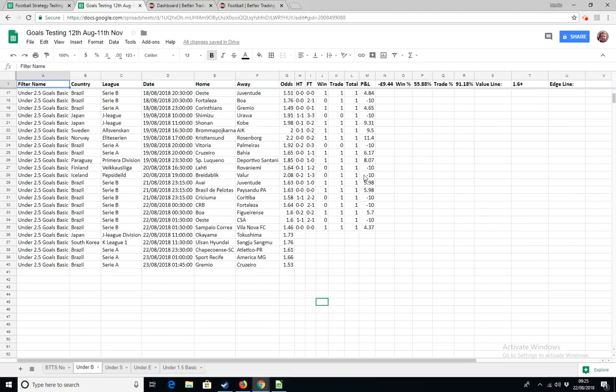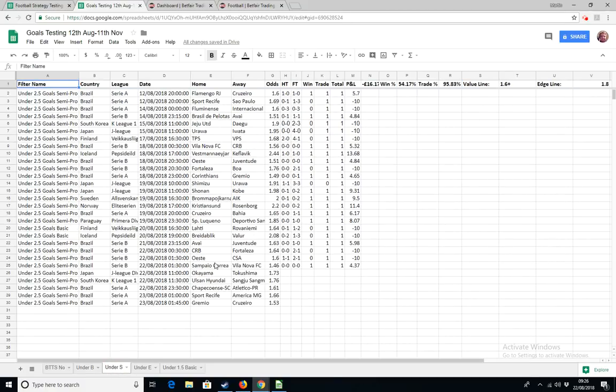The unders basic filter, under 2.5 goals, is the market we're looking at. Again, actually very similar win-loss record here, although the win percentage is a bit higher because a lot of these are quite short odds sometimes, around 1.6. But the trade percentage is 91%, so slightly higher, very high. Again, early days, but promising signs.